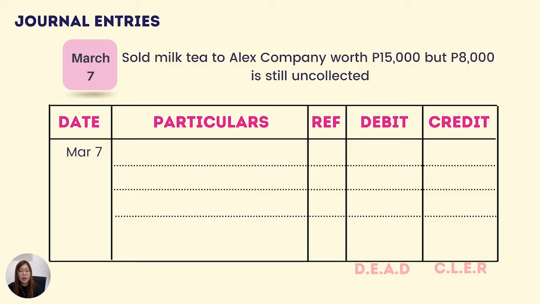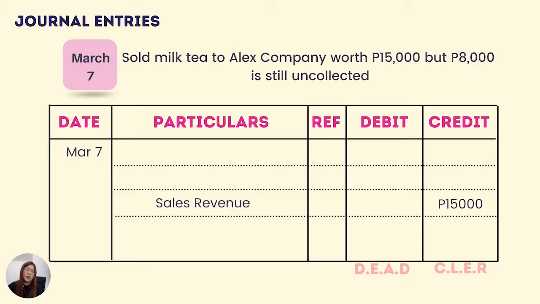So, what did the company receive? Dahil may sales tayo, we have revenue. Therefore, the affected account for this transaction is revenue. And we've mentioned to increase the revenue. Anong ginagawa natin? Using the D.E.A.D and the C.L.E.R, we credit it. Tama? So, let's put the amount of revenue amounting to 15,000 in the credit column.